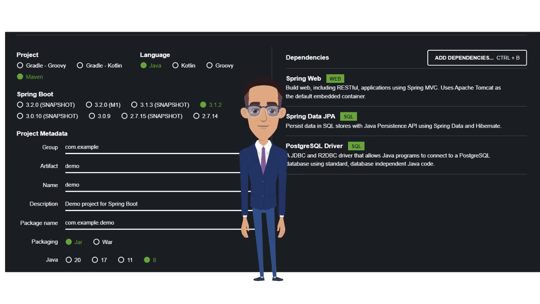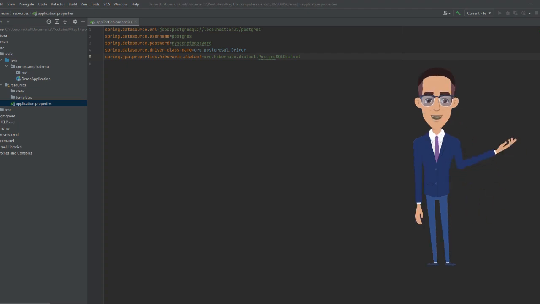This website allows us to generate Java Spring Boot boilerplate code. We then need to add the following dependencies on the right-hand side: Spring Web, Data JPA, Postgres driver. Head over to the application.properties file under Resources. Add the following properties in the file. These properties will configure our Spring Boot application to connect to the Postgres database running in Docker.